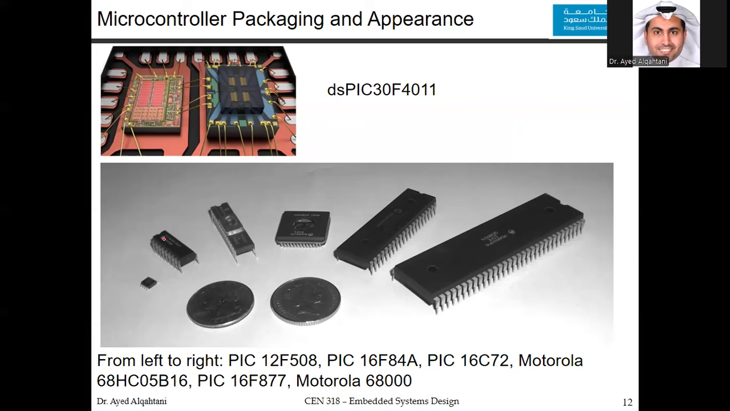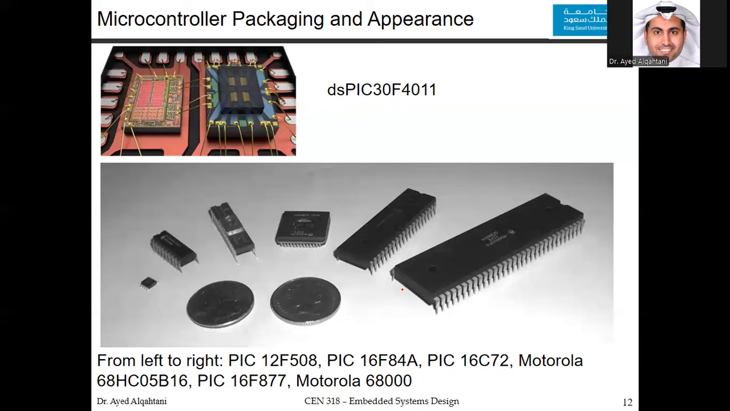If you scratch the black casing of these microcontrollers, you will find them. It will look like this. This is the external pins, and there is a connection here. Usually it's gold. And you have the chip that has the CPU and the modules right there. This is one example. It's called DS-PIC30.